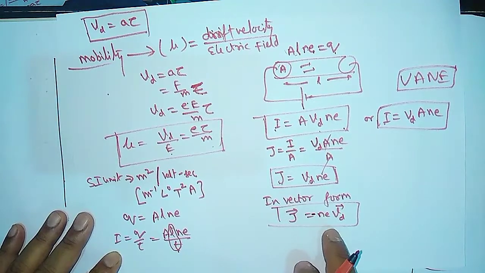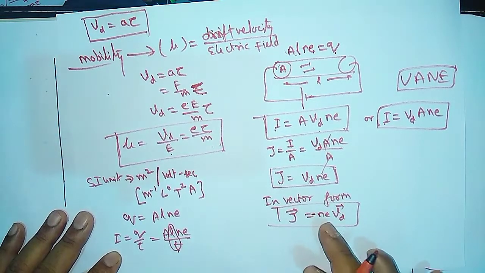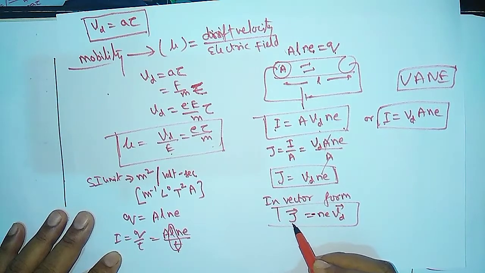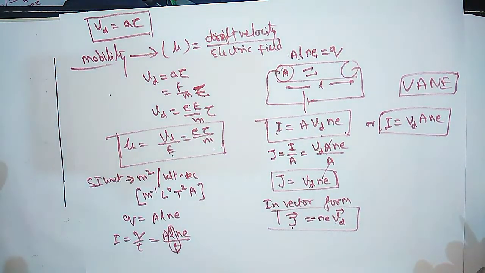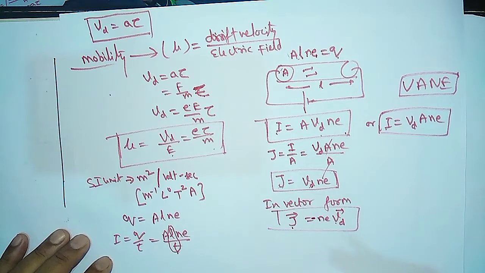Okay, why is it a negative sign? The negative sign indicates that the direction of current density J is opposite to the direction of drift velocity Vd. Both are in opposite directions. You know very well that the direction of the current is always opposite to the motion of the free electrons or the negatively charged electrons. So the direction of current density will also be opposite, because J is always in the direction of I. So I and Vd will be in opposite directions. That's why J and Vd will also be in opposite directions.